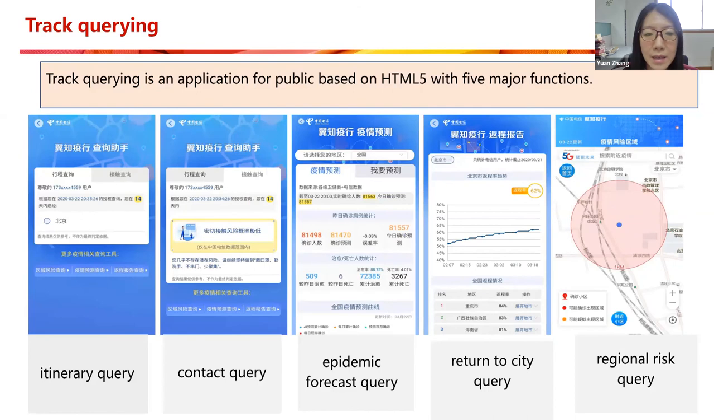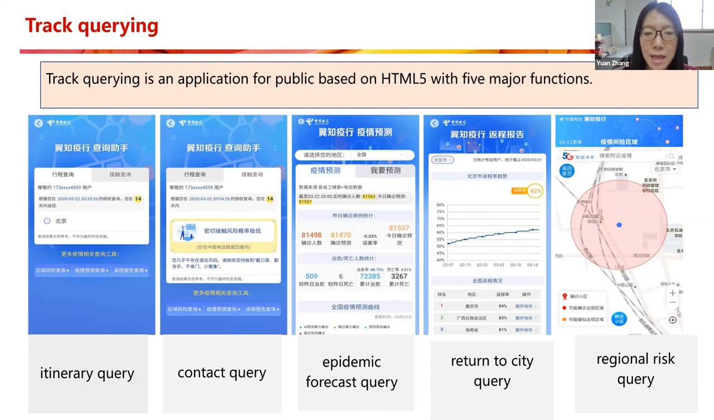The track query analyzes information such as the cities and countries that the user has passed or stayed within 14 days through historical data. So people can query potential risk and know better of their own status. And it has introduced AI capabilities to develop prediction models, analyze the possible future development trend of the epidemic to realize dynamic factor adjustment and the ability of self-predicting the epidemic.